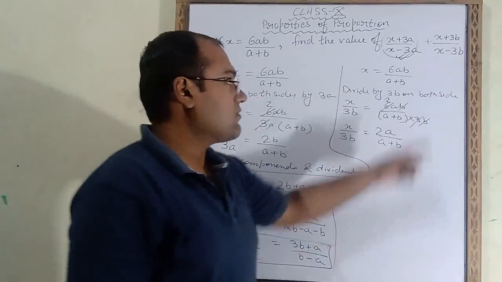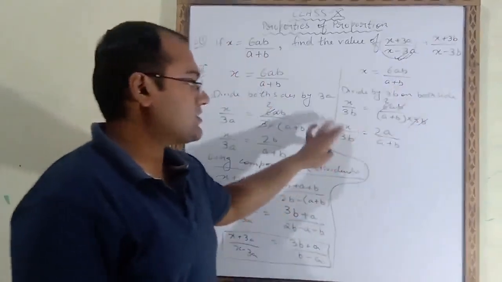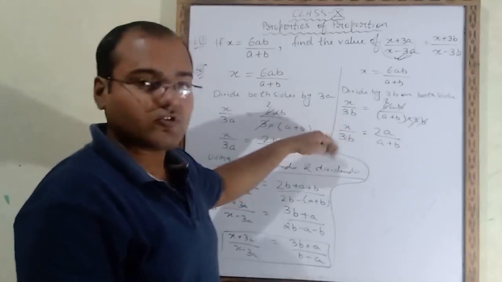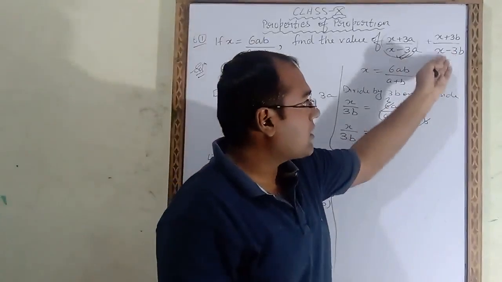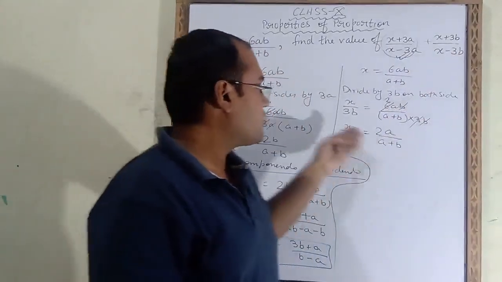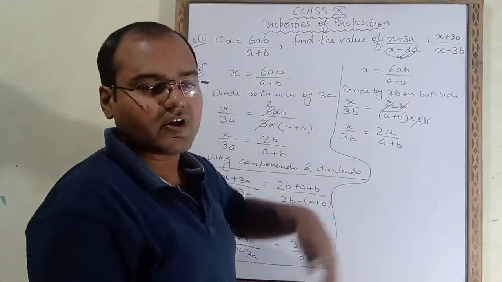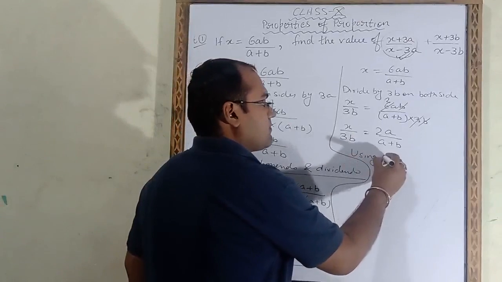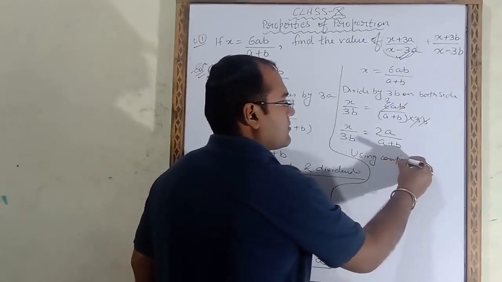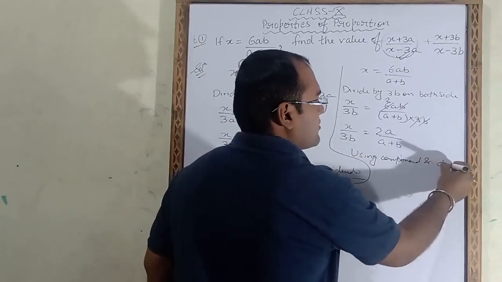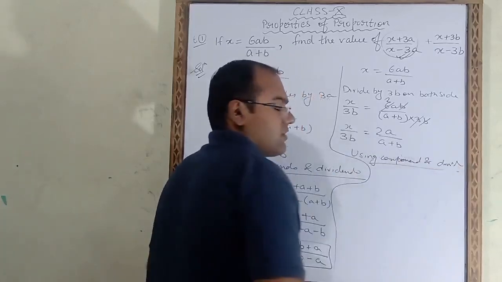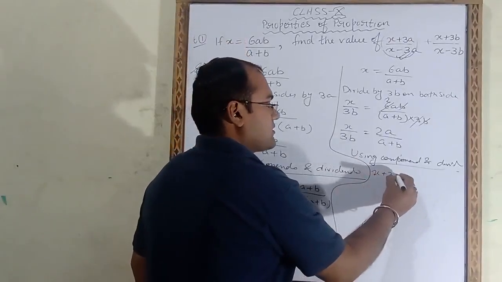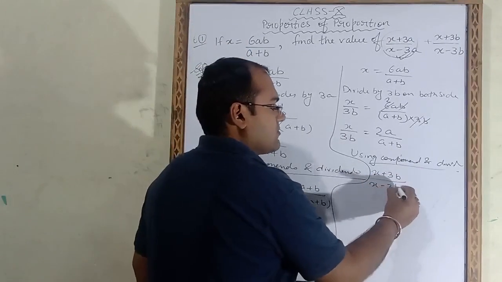Now we need x plus 3b, but here we are not getting x plus 3b, we are getting x upon 3b. So what we have to do? We have to use componendo, but x minus 3b is coming in the denominator, so in order to get x minus 3b we have to use dividendo also. That means we will use componendo and dividendo. When we use componendo and dividendo, we will get x plus 3b upon x minus 3b.